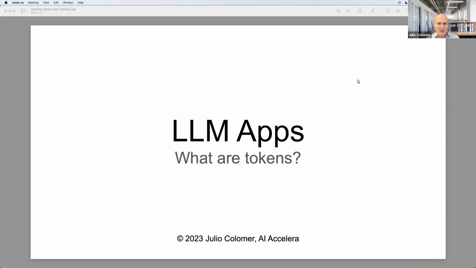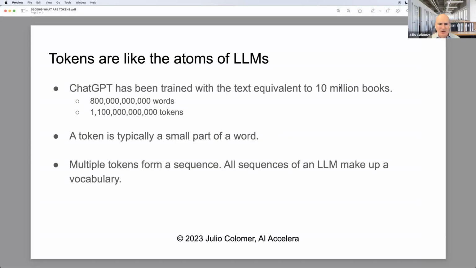What are tokens? This is a concept that you are going to find very frequently when you are around LLMs or LLM applications. Sometimes it's a little bit confusing because it doesn't mean exactly what you can expect in other scenarios. Just in a very plain way, tokens are like the atoms of the LLMs.